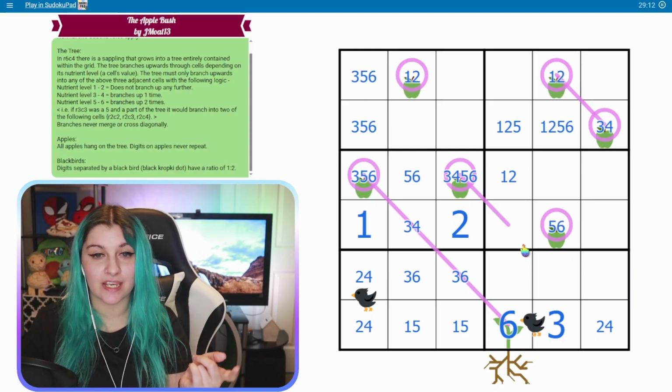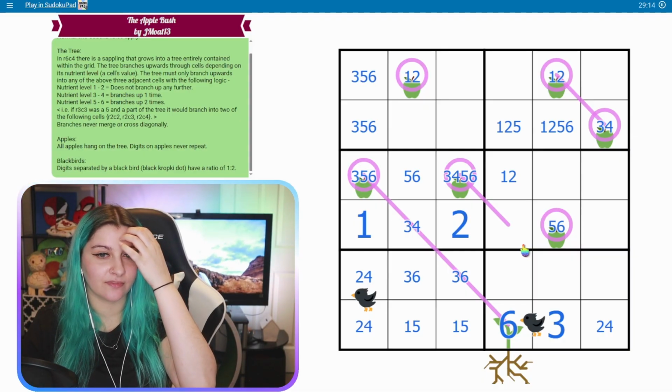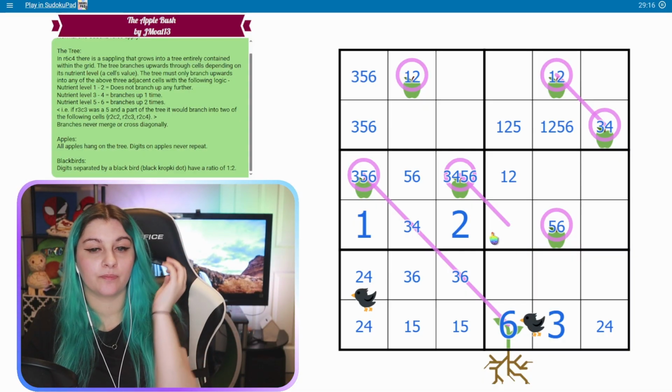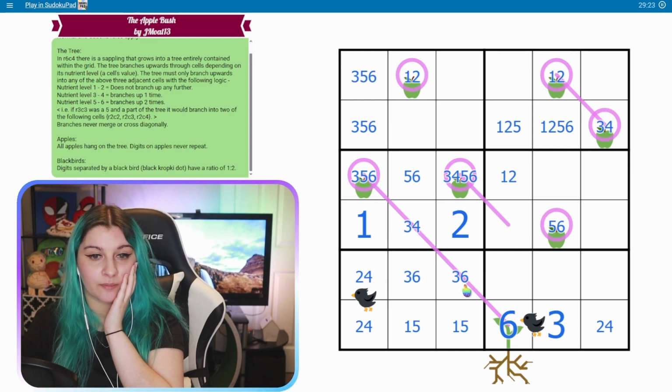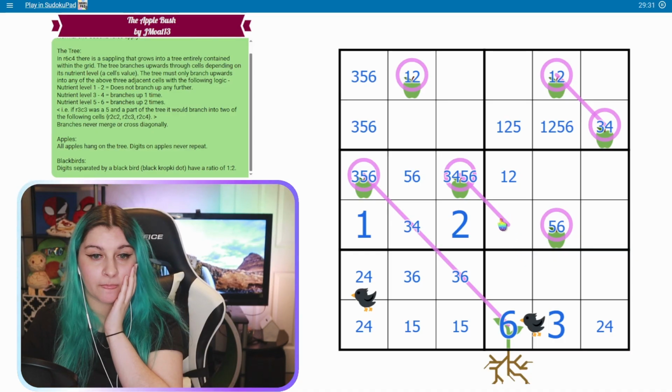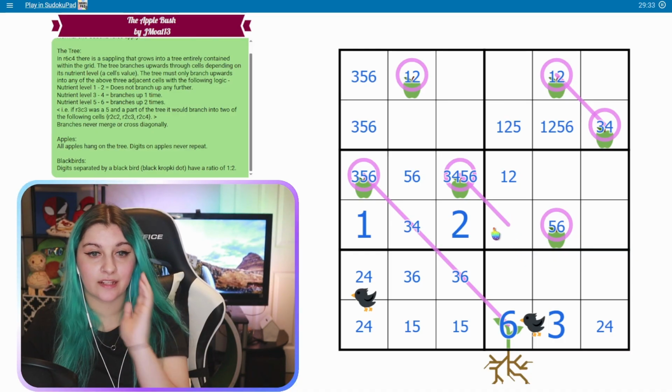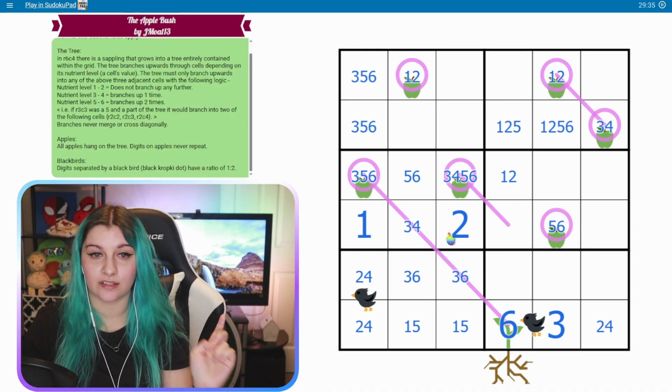Okay, meaning I need to access both this cell and this cell in this row now. This could be a 6 and I go up like this. I know that this cell goes at least to here. I could also have it go to here. This is good though. This is good. This is good.